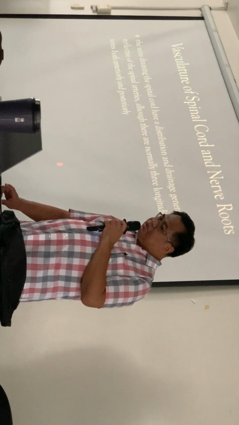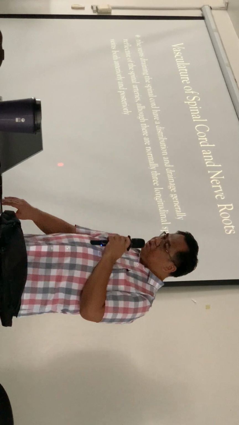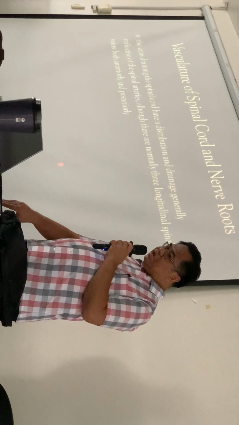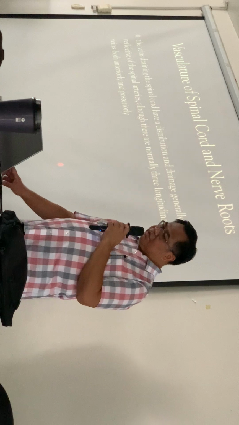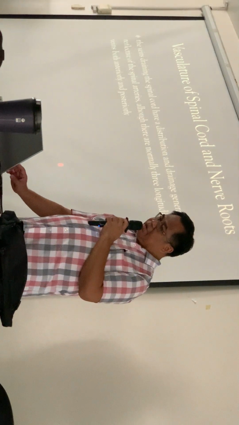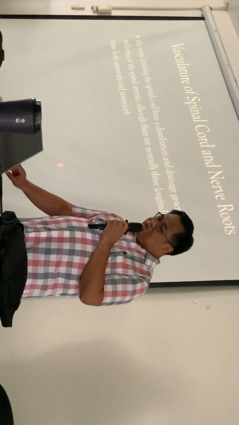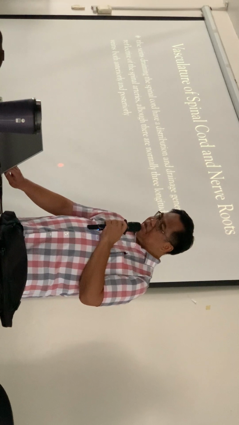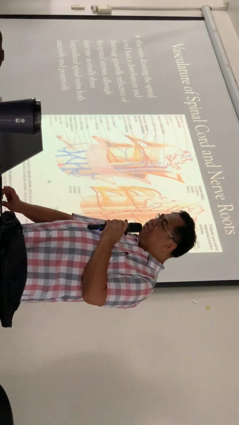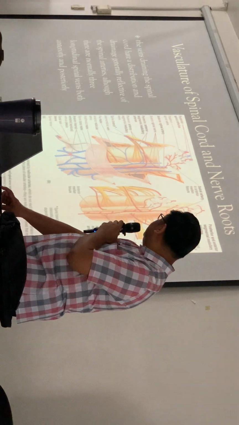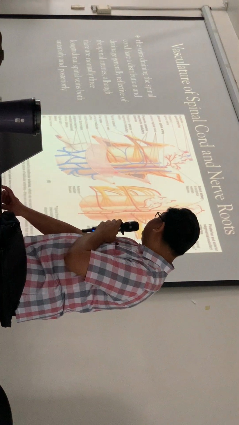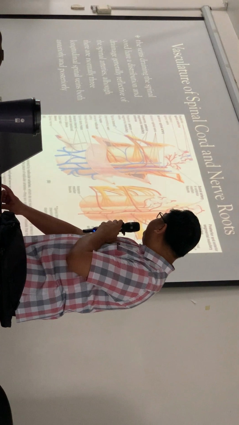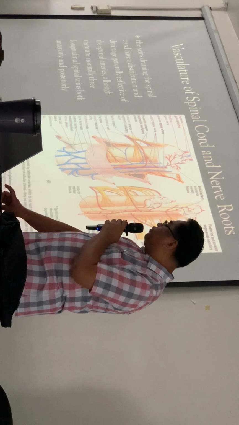The veins draining the cord have a distribution and drainage generally reflective of the spinal arteries, although there are normally 3 longitudinal spinal veins, both anteriorly and posteriorly. Okay, so the veins appear like this. So there are usually 3 veins in the front and in the back.